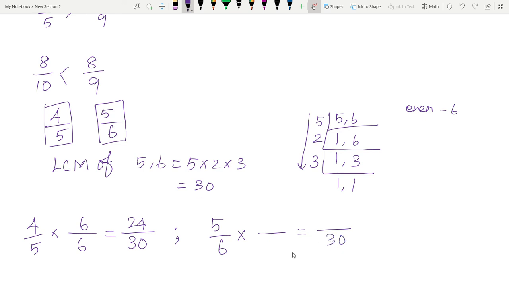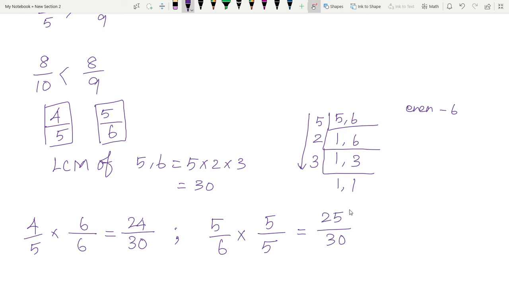So here we can use the sixth table. How many 6s are there in 30? Or which number multiplied with 6 gives 30? 5 6s are 30. Okay. Whichever number we used to multiply with the denominator, the same number we multiply with the numerator. So 5 5s are 25.